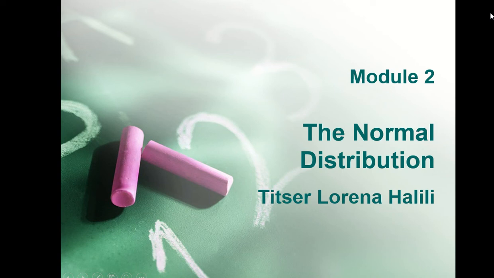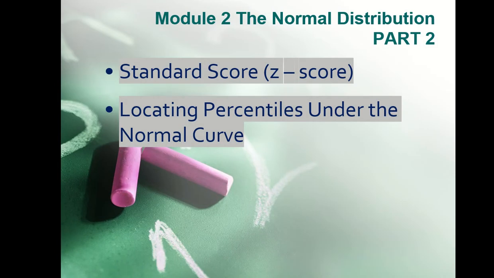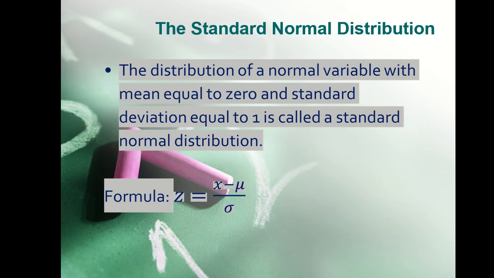Hello, this is Module 2, Part 2 of the normal distribution module. This includes standard score or z-scores and how to locate percentiles under the normal curve. Recall that in Part 1, we defined a standard normal distribution as a special kind of normal distribution where the mean is always equal to 0 and the standard deviation is 1.